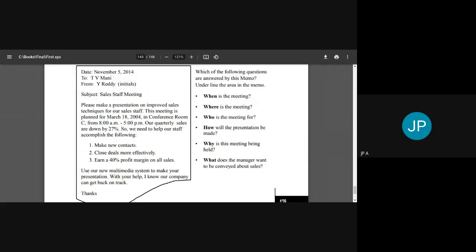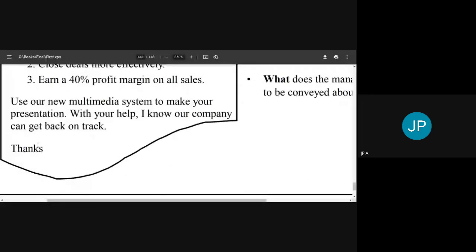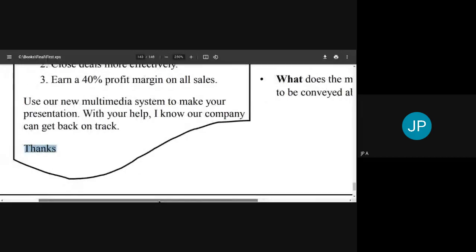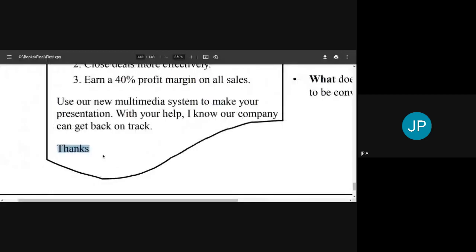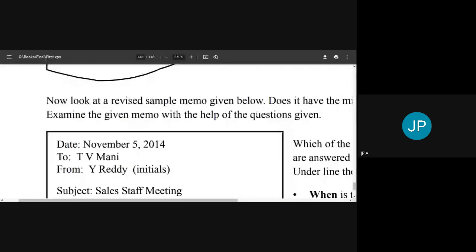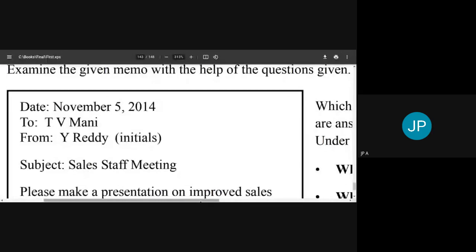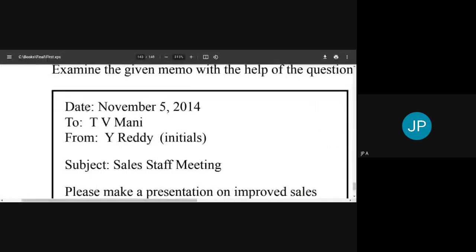Okay, I will zoom it for you. If you look at the end of the memo, there is just a thanks. There is no yours sincerely below. You just have the thanks. So let us now look at these memo identification lines more closely. First you write the date.